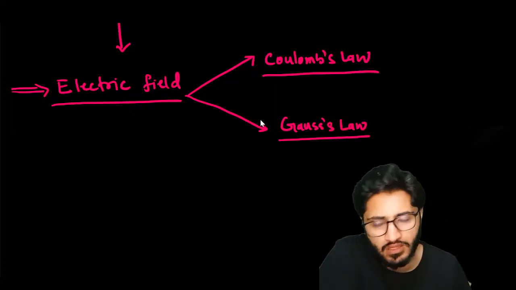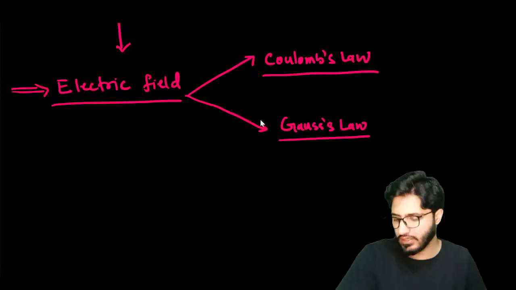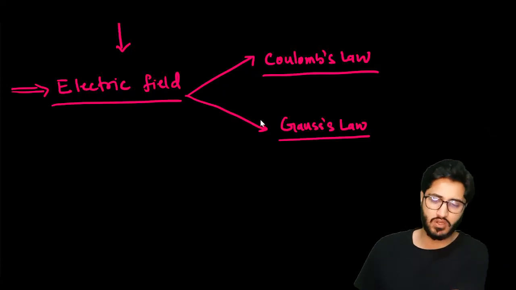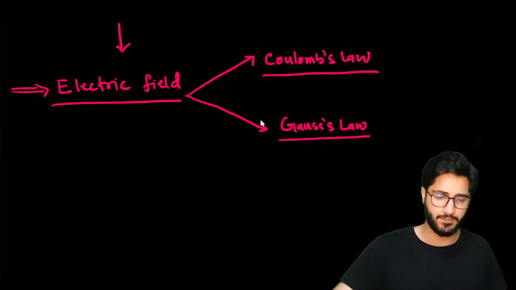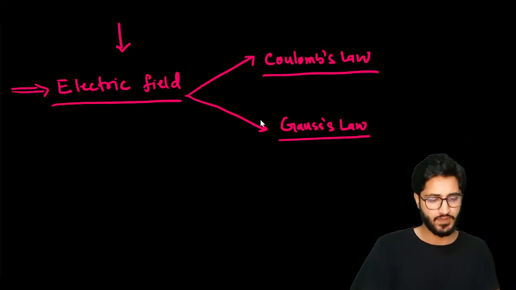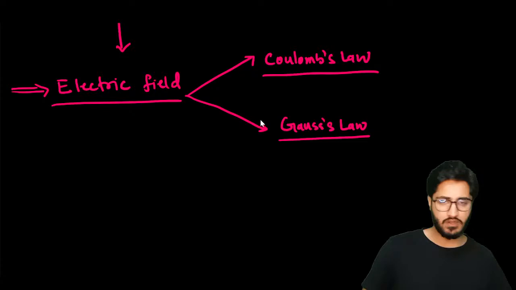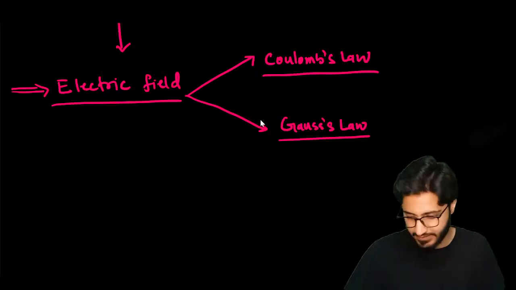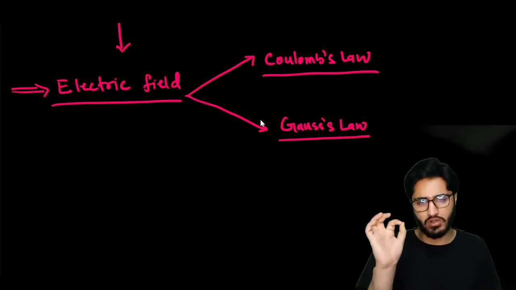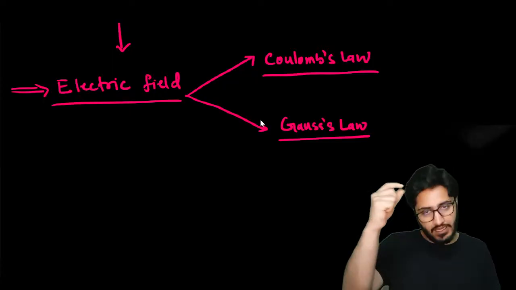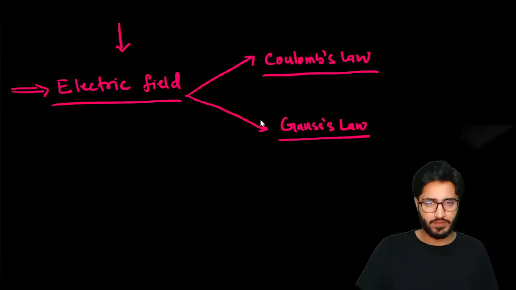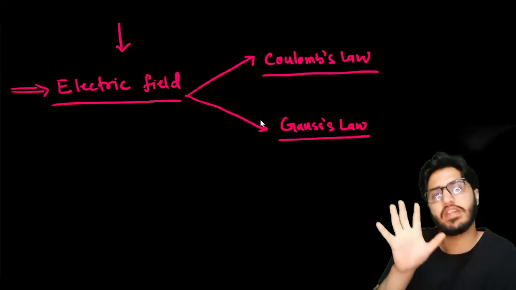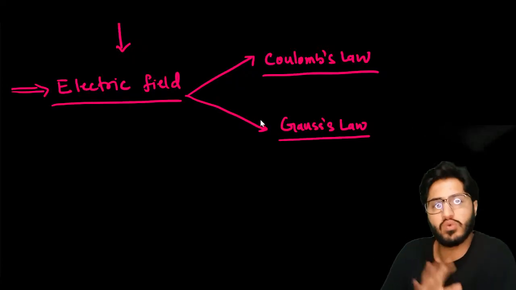So in the whole chapter, we need to discuss only these two things: Coulomb's law and Gauss's law. With Coulomb's law, we will be discussing the electric field due to small things, just like a point charge, which is very small, or a ring or a small arc. Due to these small parameters, if we want to find the electric field, we can use Coulomb's law.